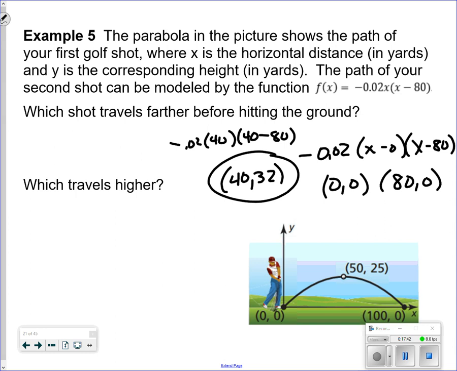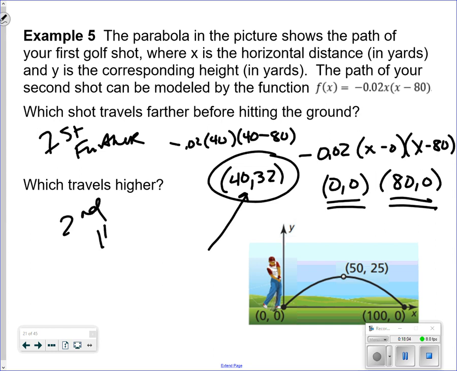So now which shot went further? Well, this shot went from (0, 0) to (80, 0). So that shot only went 80 yards. So the first shot went further. Which one went higher? Well, the second shot went up to (40, 32). So again, a little bit higher loft, went up higher. So the second one actually went higher.